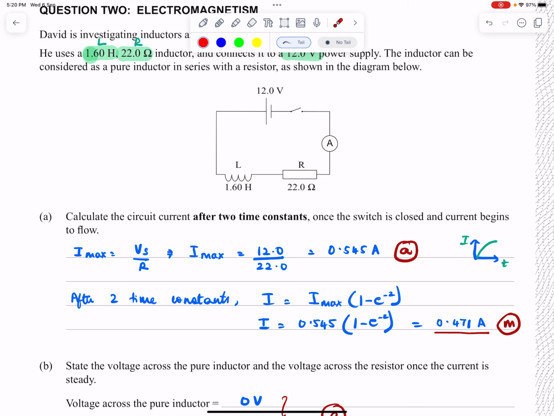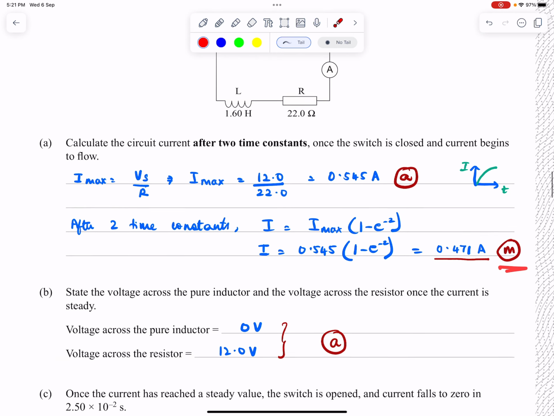Once the switch is closed, this is my thinking: the current is going to increase but not immediately. It'll go faster initially and then it'll taper off. So first thing is to calculate the maximum current. Maximum current is supply voltage divided by resistance, so it's 0.545 amps, and if you got that much, you got your achieved. After two time constants, because it's a growth curve, I equals I max times (1 minus e to the power of negative 2). You substitute and you get 0.471 amps, and that is a merit answer.